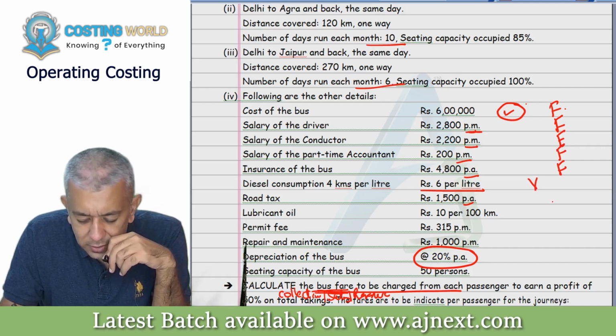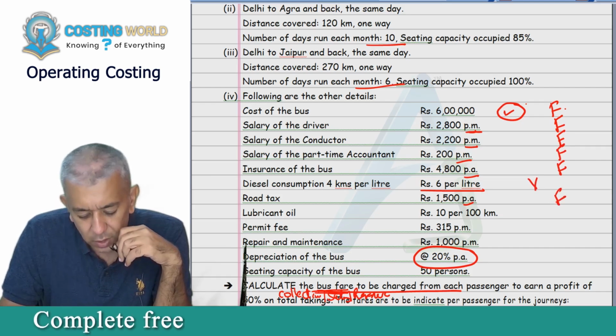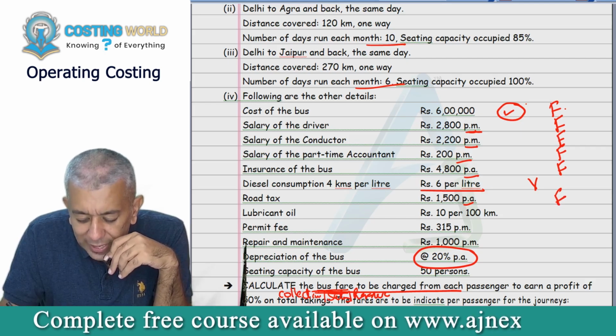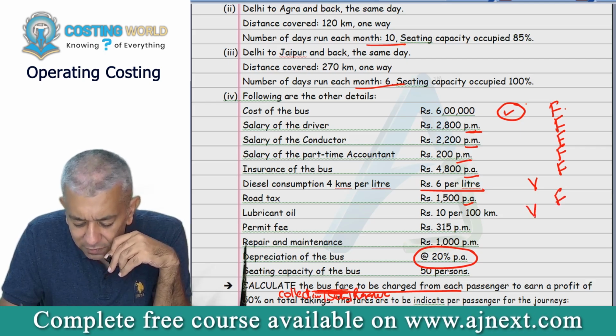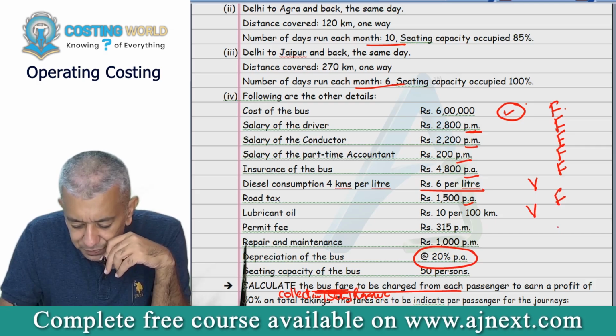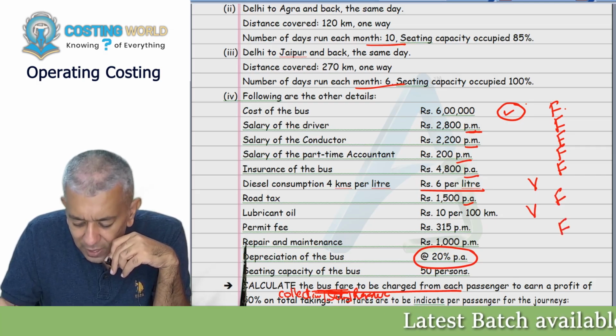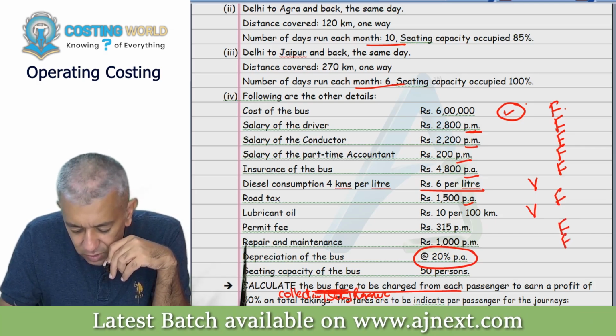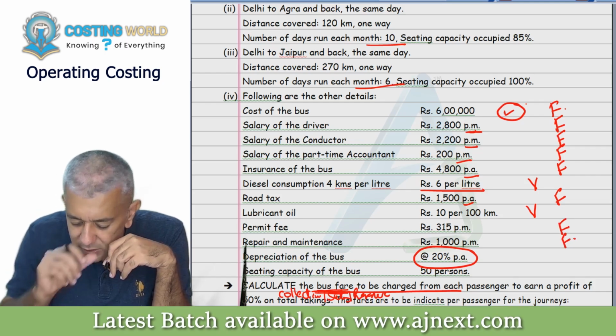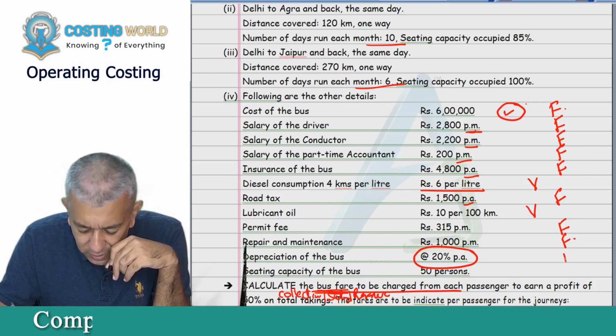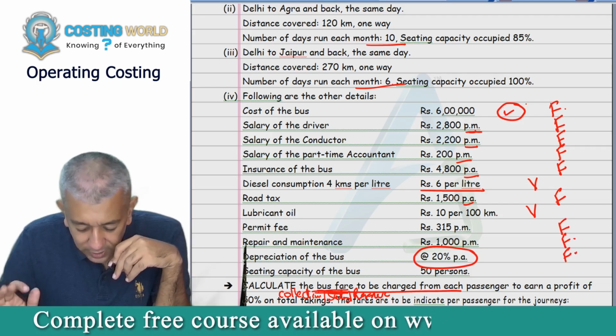Your road tax, lubricant oil 10 per 100 kilometer, it will become variable. Then permit fees, fixed. Repair and maintenance, fixed. Okay. Depreciation of the bus, fixed. Okay, I guess all these particular things will be fixed.